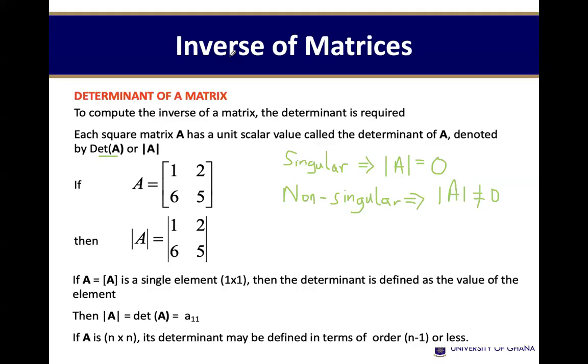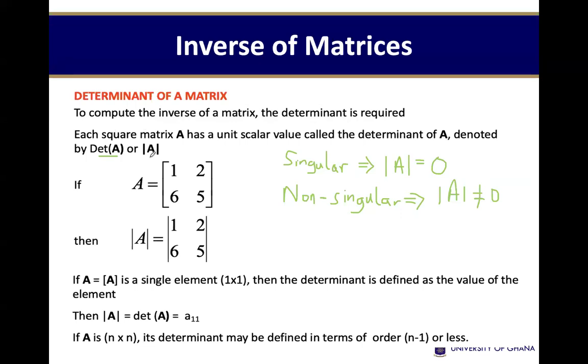So first, let's look at how we can find the determinant of a matrix. To compute the inverse of a matrix, the determinant is required. It's a key requirement, right? Each square matrix A has a unique scalar value called the determinant of A, denoted by det(A) or this particular symbol, right?